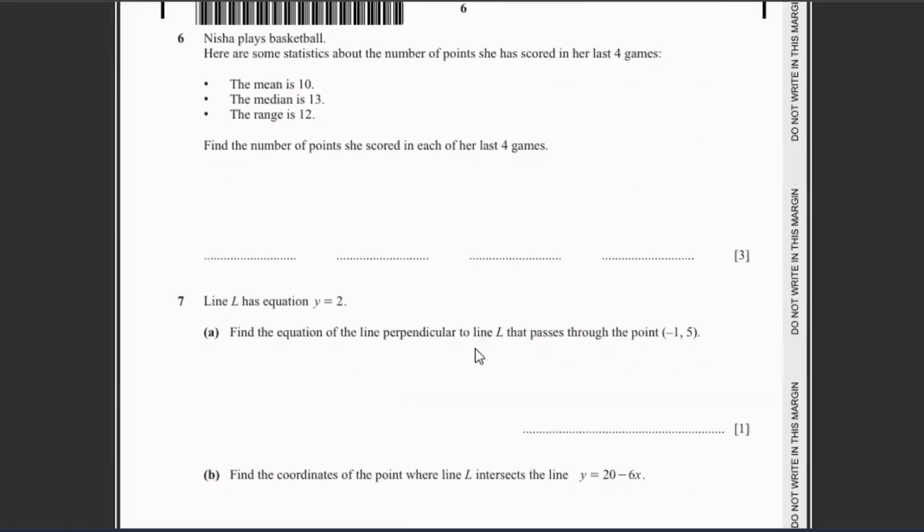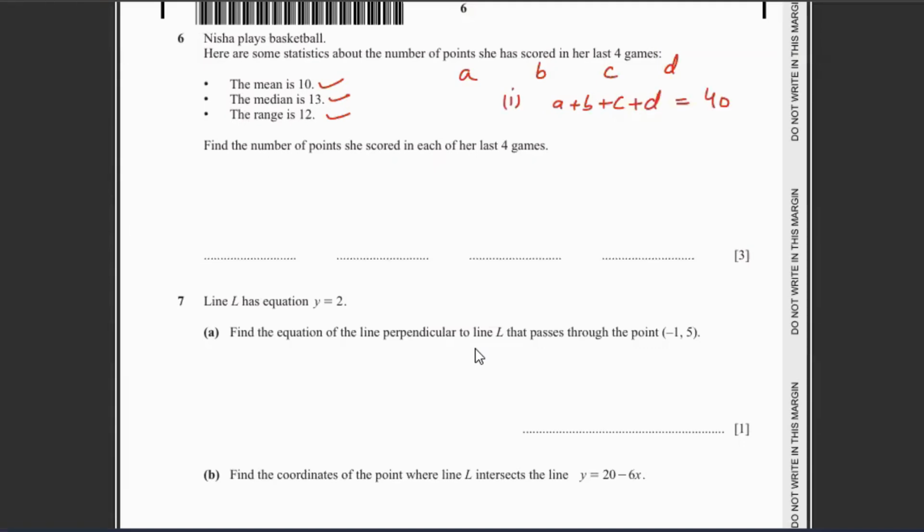Next, Isha plays basketball, and here are the statistics about the number of points she has scored in her last 4 games. Mean is given, median is given, range is given. Let's suppose the 4 numbers of points are A, B, C, D. Now the mean is 10. That means A plus B plus C plus D is equal to 40. This is the first equation.